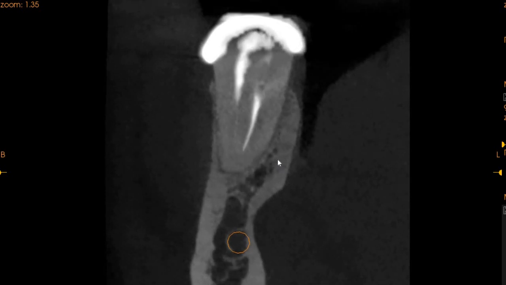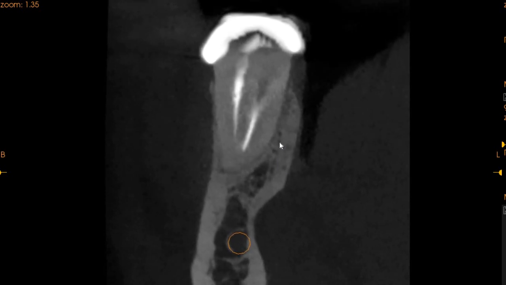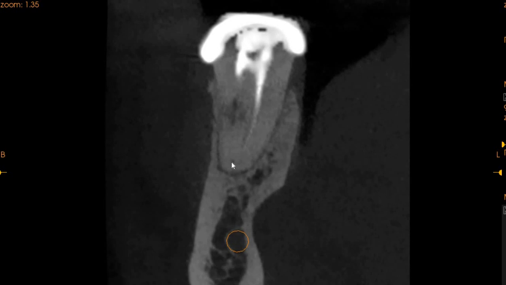Moving back to the axial section, here again we can't see any discernible canal configuration. Just here we can see, and this is also moving distally, this here is the apical foramen.